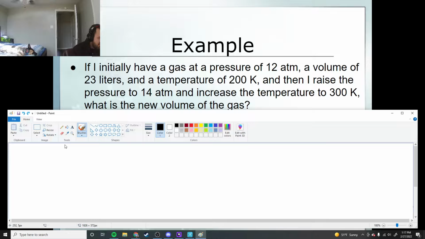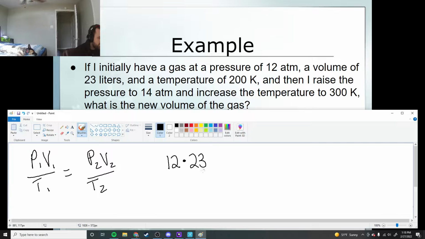Bear with me as I see if I can get this thing to work. Remember our equation. It's P1 times V1 over T1 is equal to P2 times V2 over T2. So if we start plugging things in, we know this 12 atmospheres is going to be our P1. So we're going to start with 12. Okay, we're going to say times. And then it says we have a volume of 23 liters. All right, liters is volume, and it tells us the word volume there. So we know that that is going to be our V1. So that gets plugged in there.